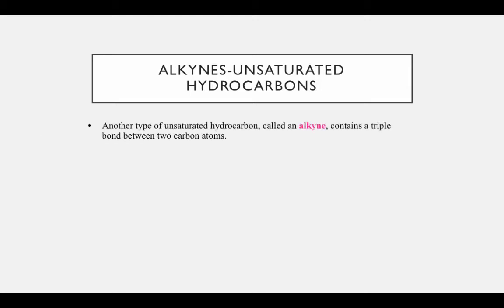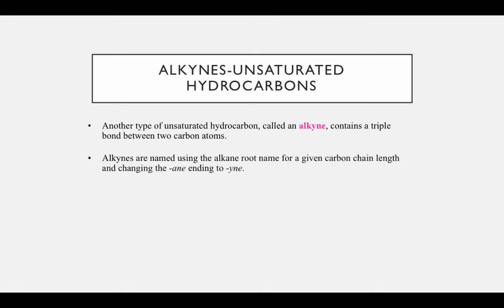The last one is an alkyne. For an alkyne, you simply change the ending of the word from ane to yne if there's a triple bond between two carbons. So an alkane is all single bonds, and it's said to be saturated. An alkene has a double bond between carbons and it's unsaturated, and an alkyne has a triple bond between the carbons and is also unsaturated.